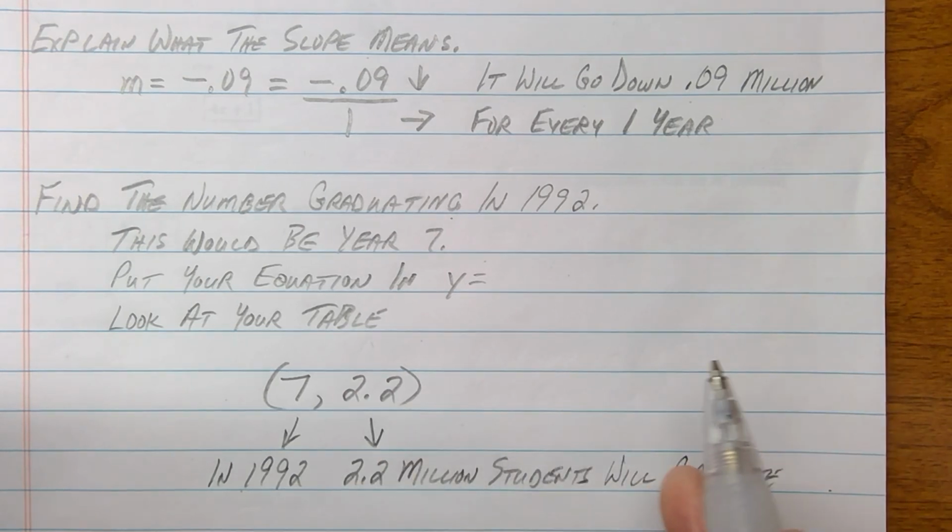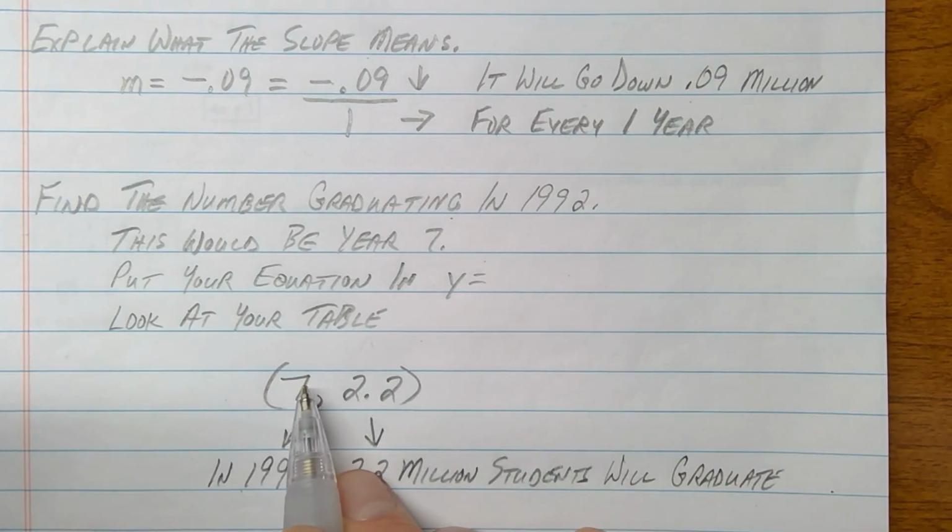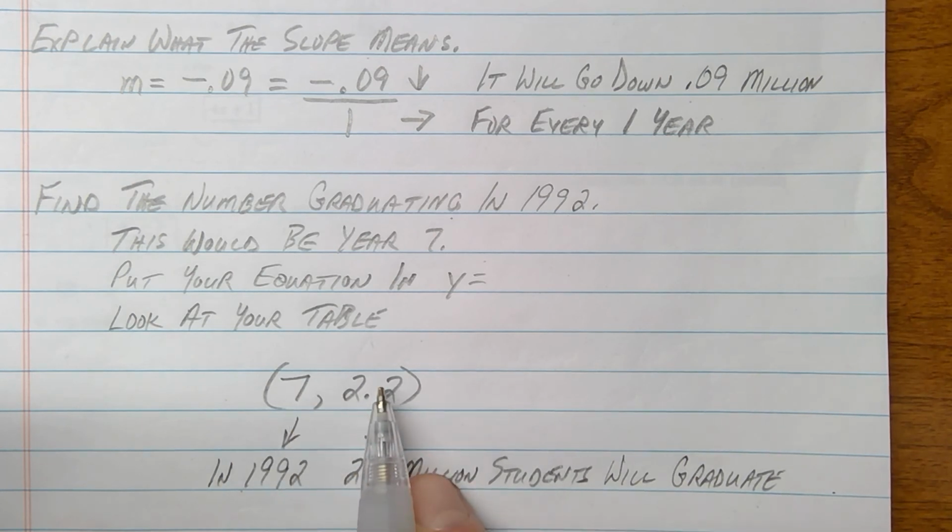And what does it mean? Be able to explain what it means. It means in 1992, that's year 7, we expect 2.2 million students will graduate high school.